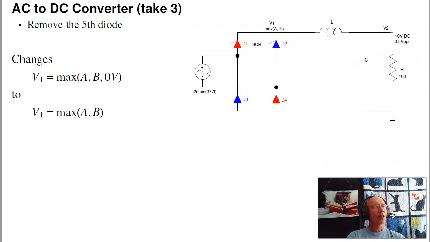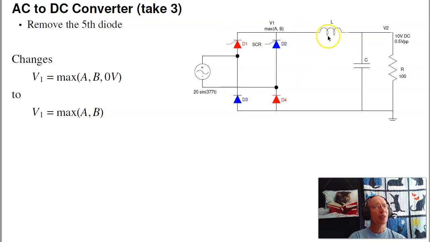There are other variations on the circuit. If I want to save some money, I can get rid of that fifth diode. That fifth diode I kind of like, because it makes the voltage here the maximum of Vn minus Vn and 0. So this voltage can never go below 0. Take out that diode, V1 can actually go negative.